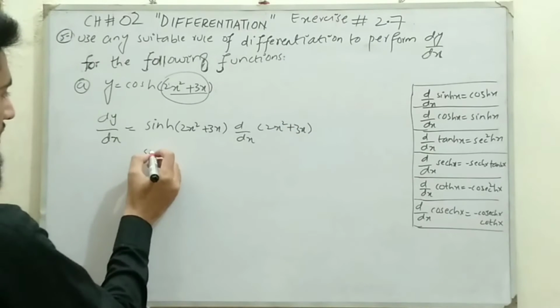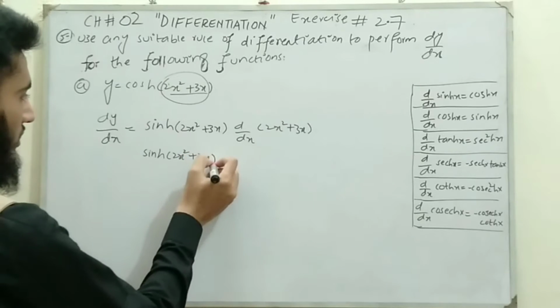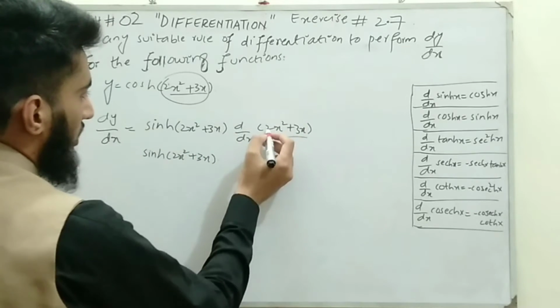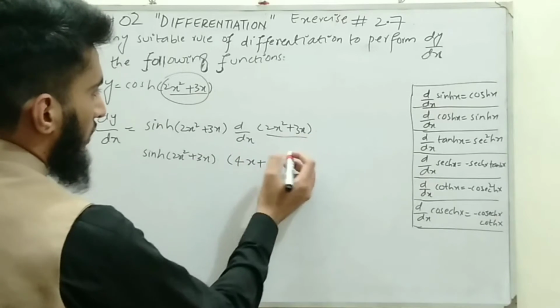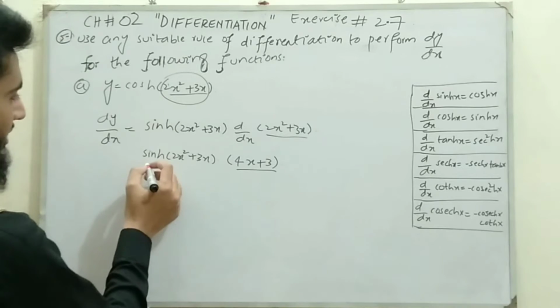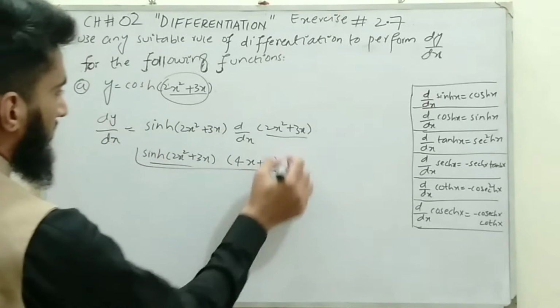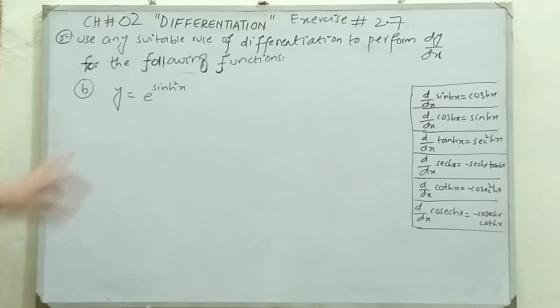So the derivative will be sinh of (2x square plus 3x), times the derivative of this inner function. The derivative of 2x square is 4x according to the generalized power rule, and the derivative of 3x is just 3. So the result will be (4x plus 3) multiplied by sinh of (2x square plus 3x). This is the required derivative for part A. Now move toward part B.